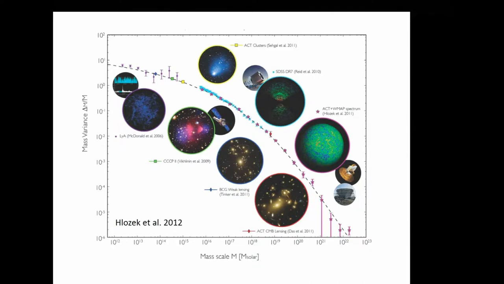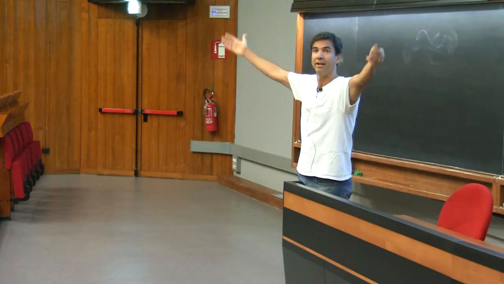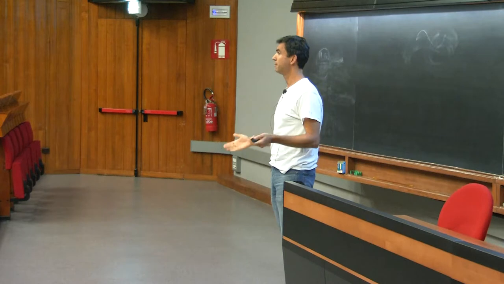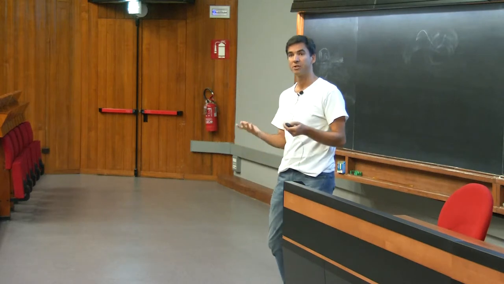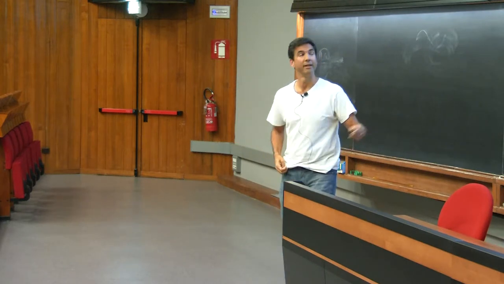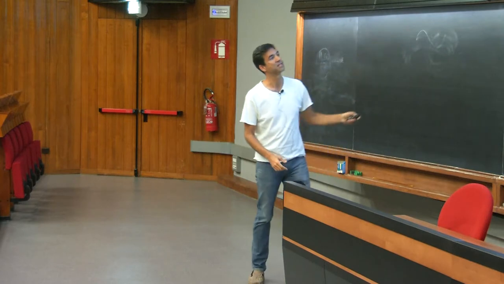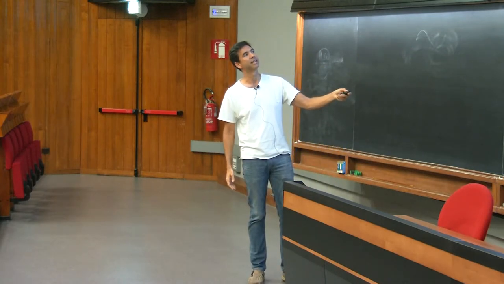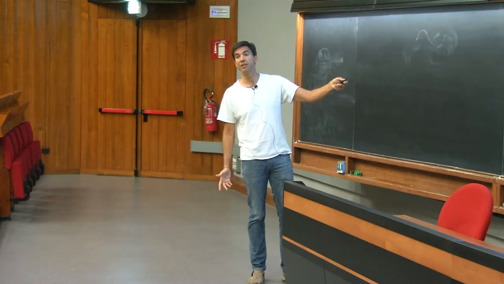So this is saying if I count up how many galaxies I have in a big sphere, and I look here, I look here, I look here, I look here, and I make a histogram, and I take the width of that histogram, so that's the variance, then this axis is showing you if the sphere is very big, then you're over here. That sphere can contain a large mass. Then the fluctuations, the variance, is small.